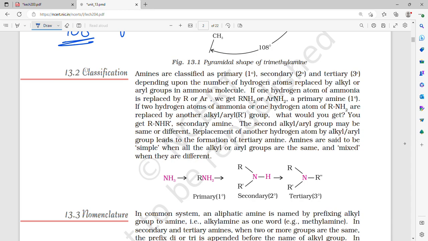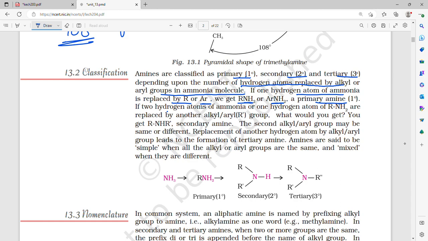Classification. Amines are classified as primary, secondary and tertiary depending upon the number of hydrogen atoms replaced by alkyl or aryl groups in the ammonia molecule. If one hydrogen atom of ammonia is replaced by R or Ar, then we get RNH2 or ArNH2, a primary amine. A primary amine is RNH2 or ArNH2.